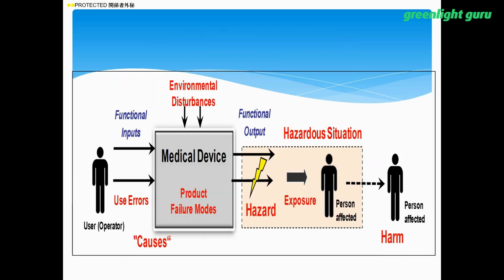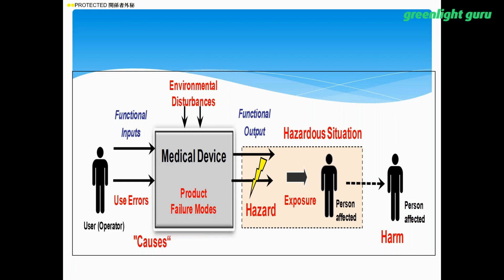As a basic primer for risk management, this graphic shows what we're talking about. When you're talking about a user or operator of a medical device, they take the functional inputs and what they do with that device, as well as the potential for use errors that they may commit. As we go through risk management, it's important to consider the foreseeable misuse of that device.